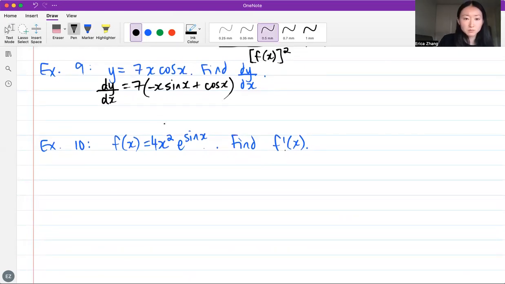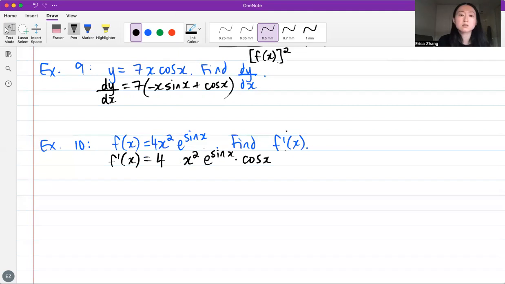Okay, final example. f prime of x is equal to, okay, we'll leave the 4 in the front, x squared times the derivative of e to the power of sine x. So by the chain rule, we just write e to the sine x and then multiply that by the derivative of sine of x, which is cosine x, plus e to the power of sine x times the derivative of x squared, which is just 2x.